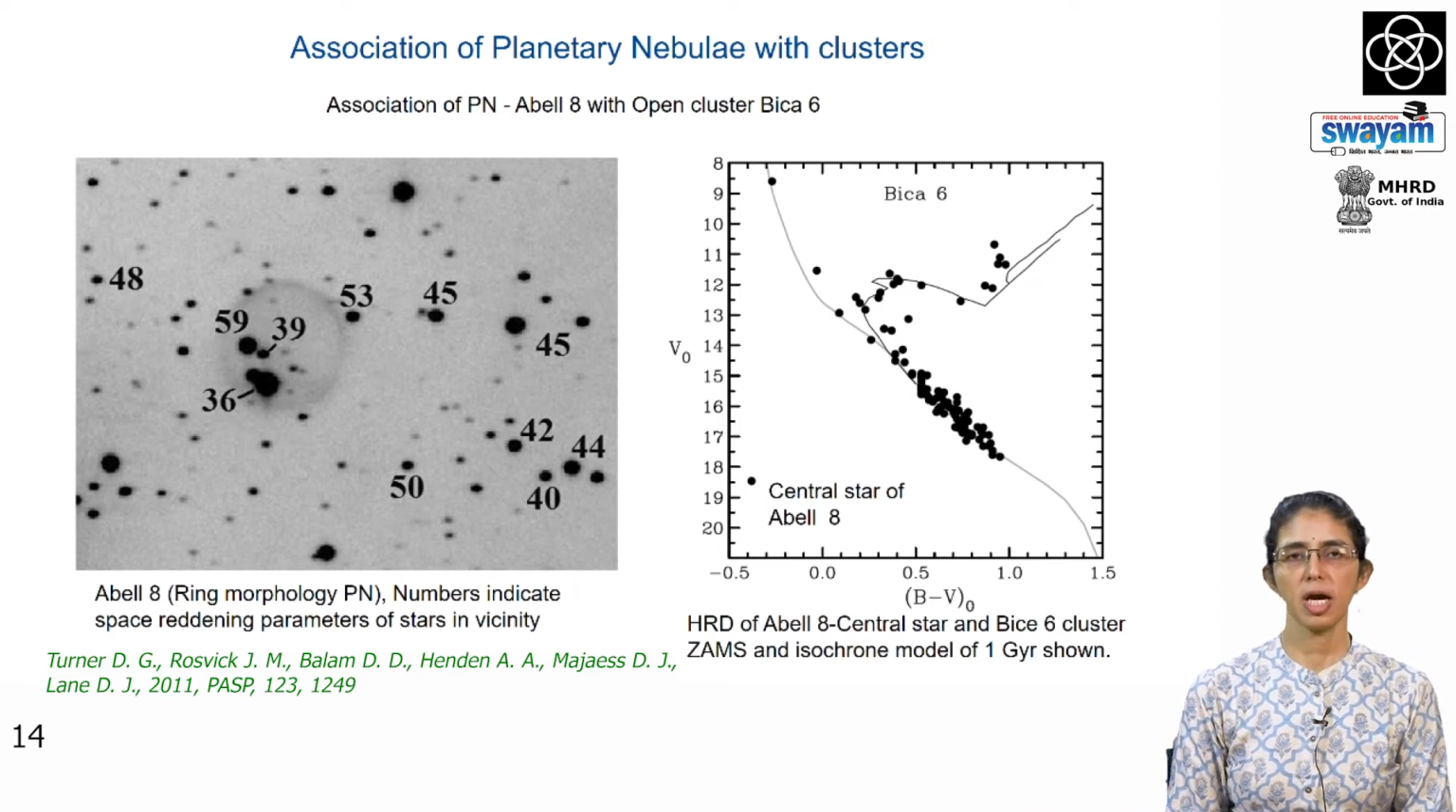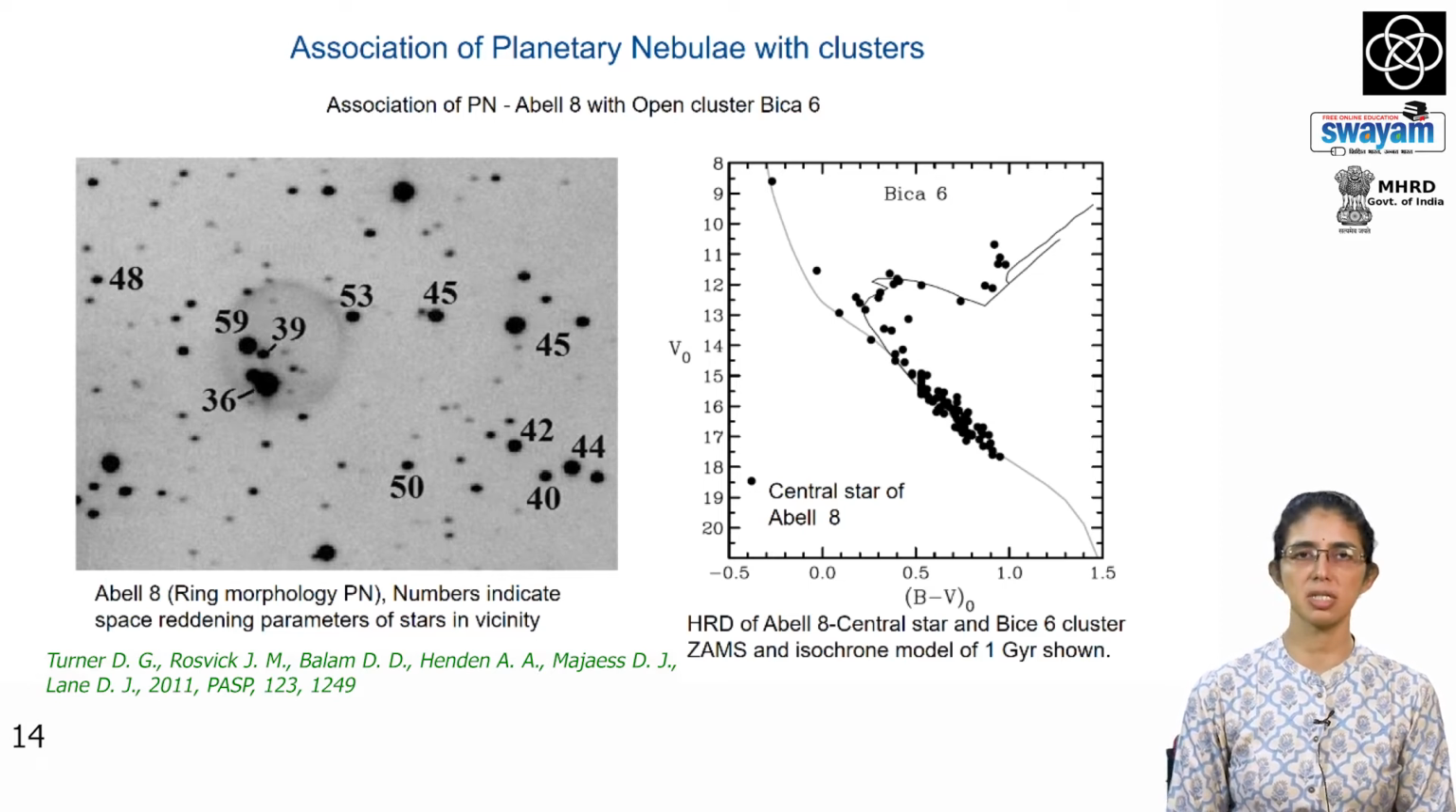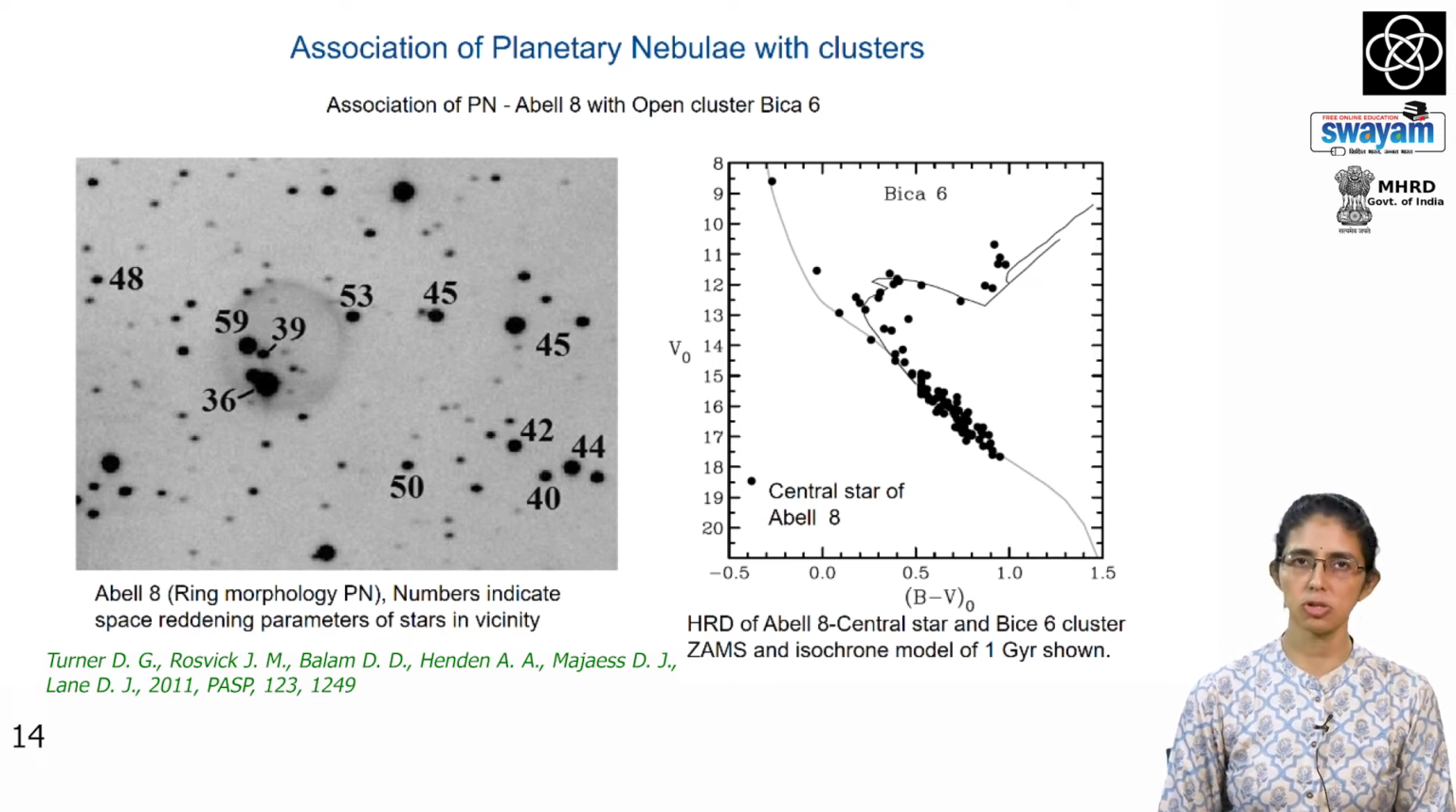Although planetary nebulae have been observed in different parts of the galaxy, in order to get an estimate of their ages, one area of research is to associate the planetary nebula with a given cluster. This work, for example, shows a planetary nebula, Abell 8, and the researchers Turner et al. have tried to associate this with a cluster called Bica 6.